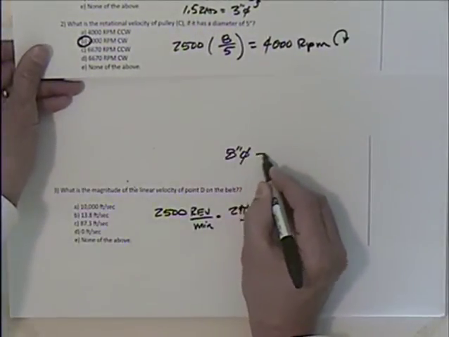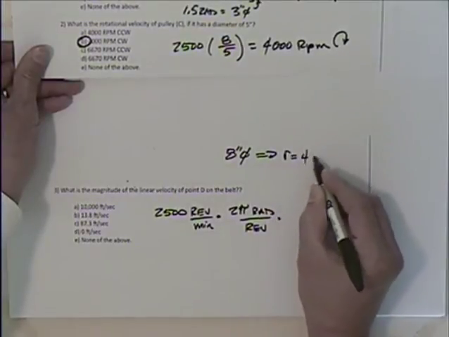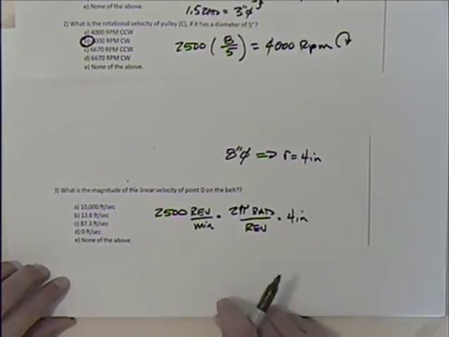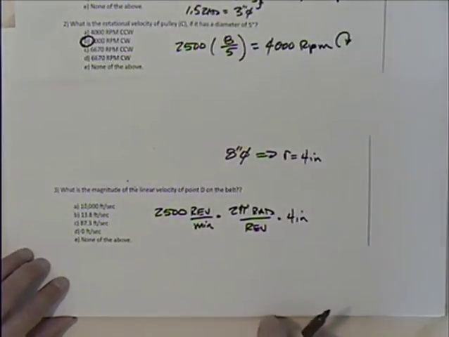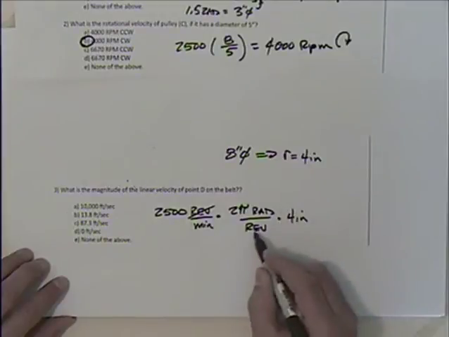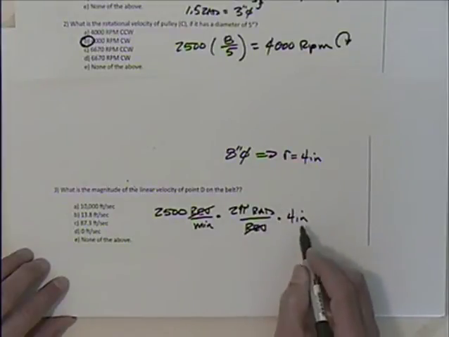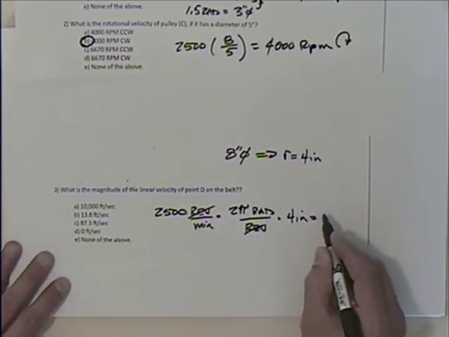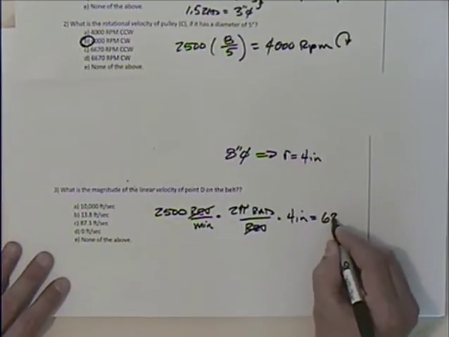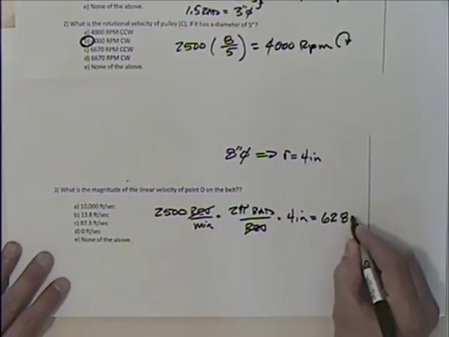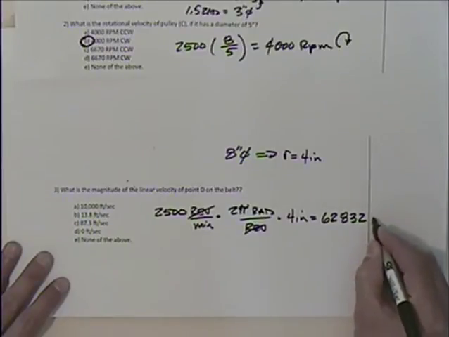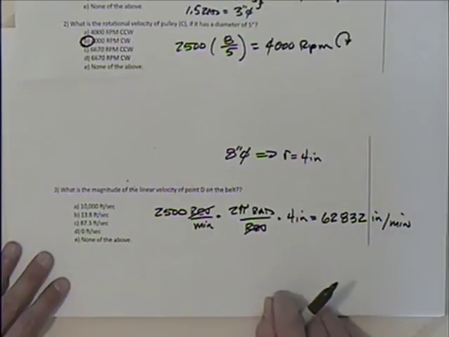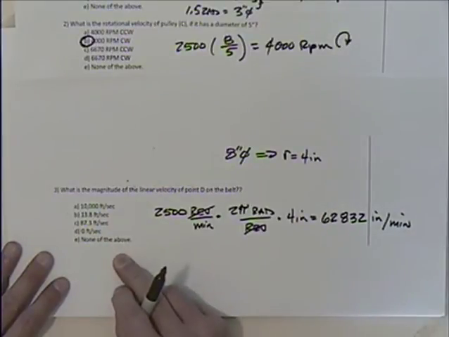8-inch diameter gives a radius equal to 4 inches, right? So I'll take that 4 inches there. When I get done with this, I get to cancel this with that. I'm going to have inches per minute because the radians slip away. And I would come up with 62,832 inches per minute. Now let's see, I got feet per second over here, don't I?